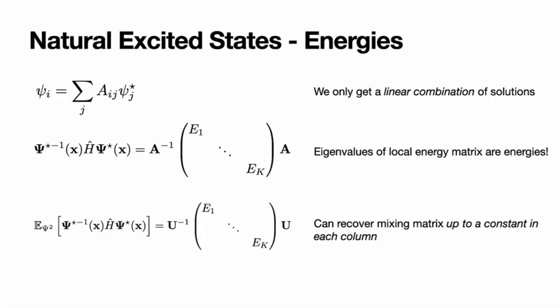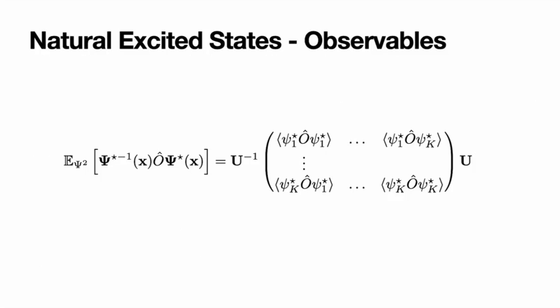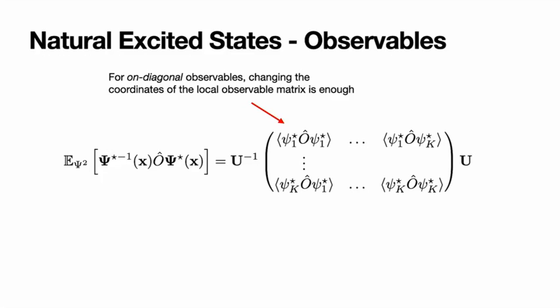In practice, we might not exactly have the optimal solution, but we just accumulate this local energy matrix over many, many samples from many, many walkers and diagonalize it, and so we can recover basically, up to a constant, the correct demixing matrix. And then we can use the same trick for any arbitrary observable that we care about, and use the eigenvalues from the energy matrix to demix those as well.